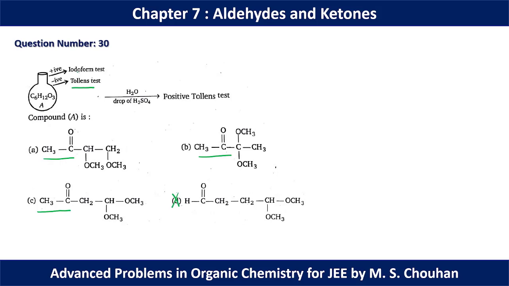Now the negative Tollens test implies that it should be a ketone, so A, B, C, all of them are ketones, so we cannot have a specific answer here. But after the acidification, it will give a positive Tollens test. So after the acidification, we may have an aldehyde. If we start with option A, it is not a masking case at all, so we don't have a specific reagent. Okay, so we can remove option A.